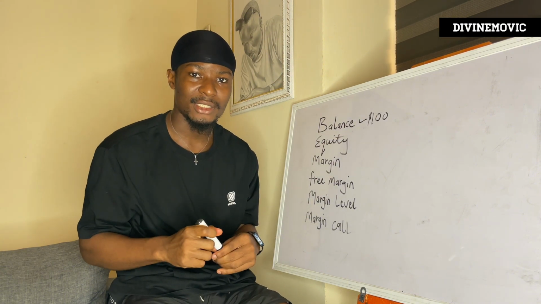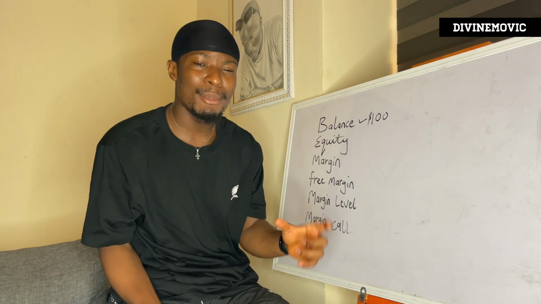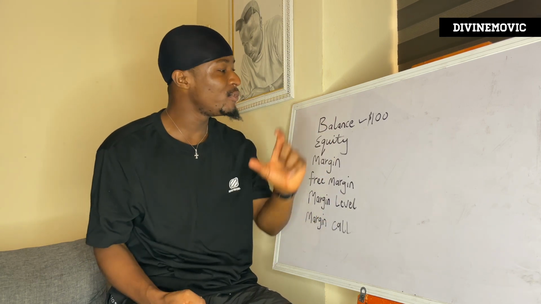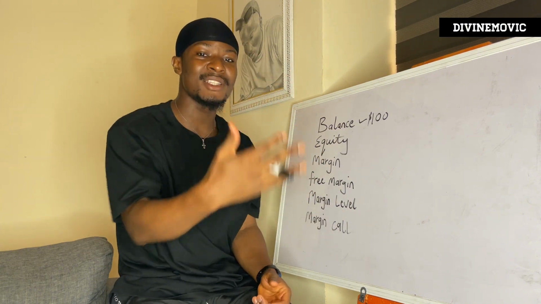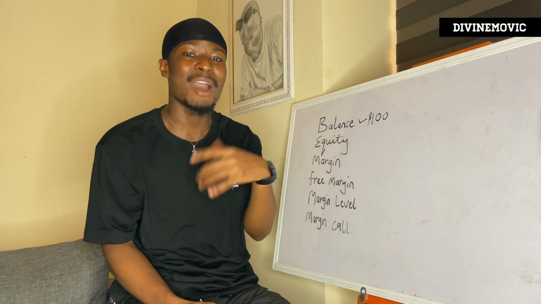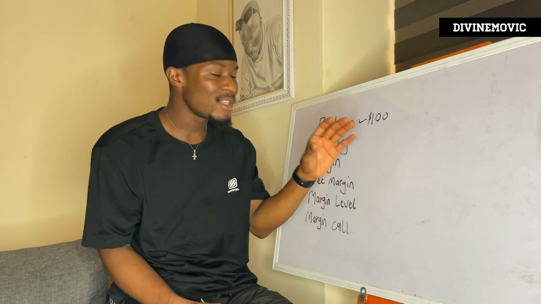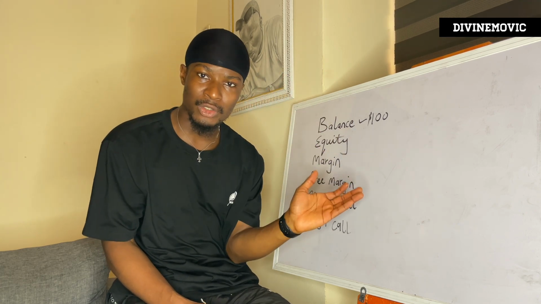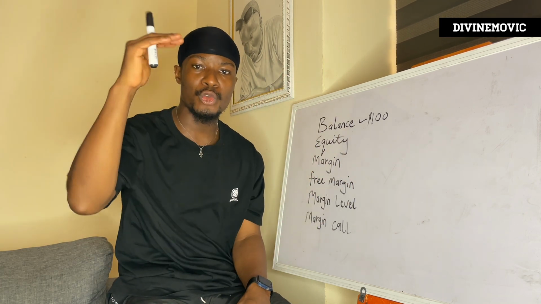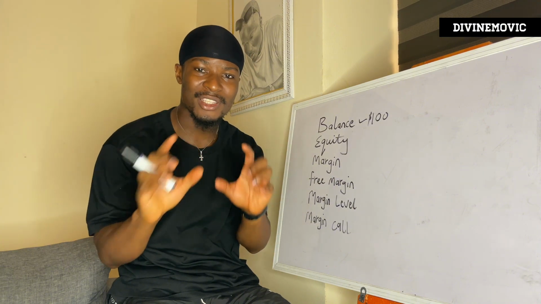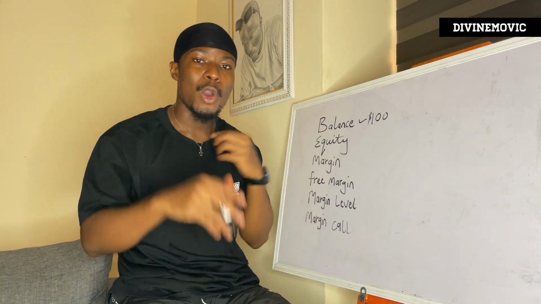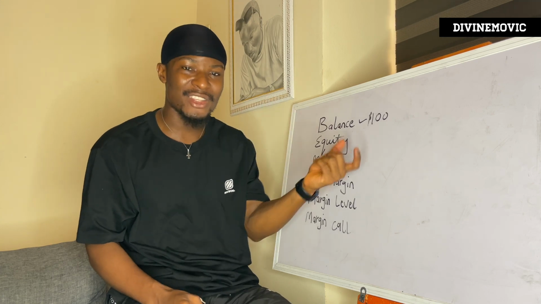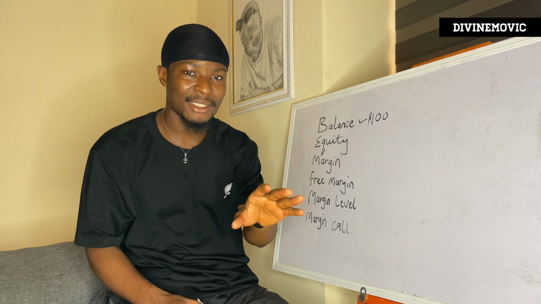Very simple to understand. Now there are conditions that can make this balance change. For instance, if you withdraw, it's going to reduce. If you deposit more, it's going to increase. If you open a position and close that position, the balance is going to change. Either it's going to drop or it's going to increase. So it's very easy to understand that balance is simply the amount of money that you deposited into your broker and then connected to your MT4. It reflects on your MT4 as a balance.